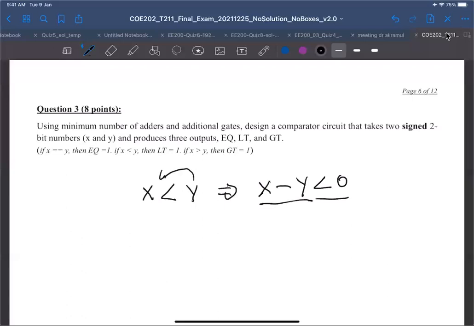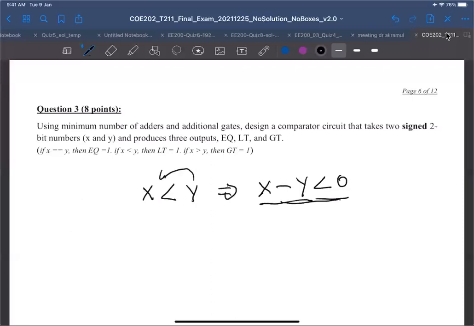However, we must avoid overflow, because if there is an overflow, then this operation may not be valid. So we have to make sure that our subtractor does not overflow. So we have to find out X minus Y, the minimum and the maximum, and then we have to sign extend our X and Y such that the circuit never overflows.